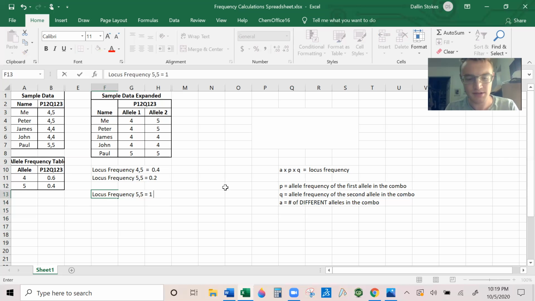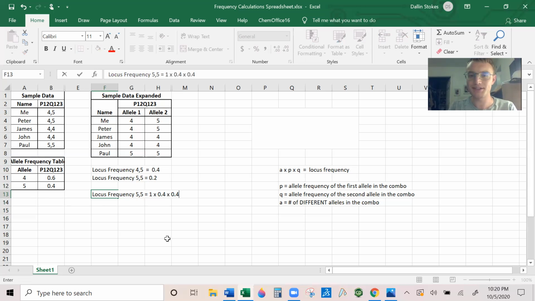So A is 1 times the allele frequency of the first allele in the combo, because that's P. So we have to go to our allele frequency table over here. And it says for the allele 5, the allele frequency is 0.4. So I'm going to put 0.4 in here for P. And then the Q is the allele frequency of the second allele in the combo, which also happens to be a 5 in this case.